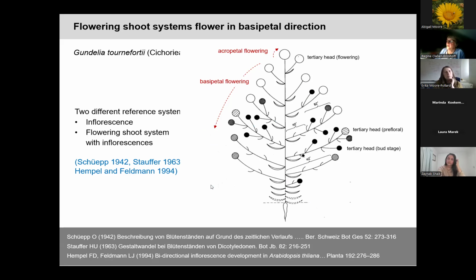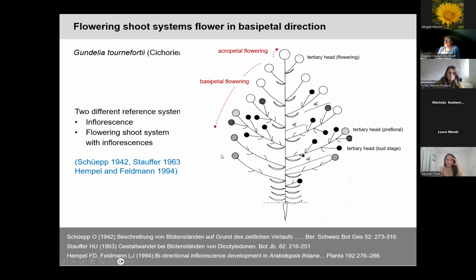Because the branching patterns can be the same, but the development is different. The inflorescence develops from an inflorescence meristem, and the lateral shoots from vegetative meristems, which also show here a vegetative base and then become flowering.